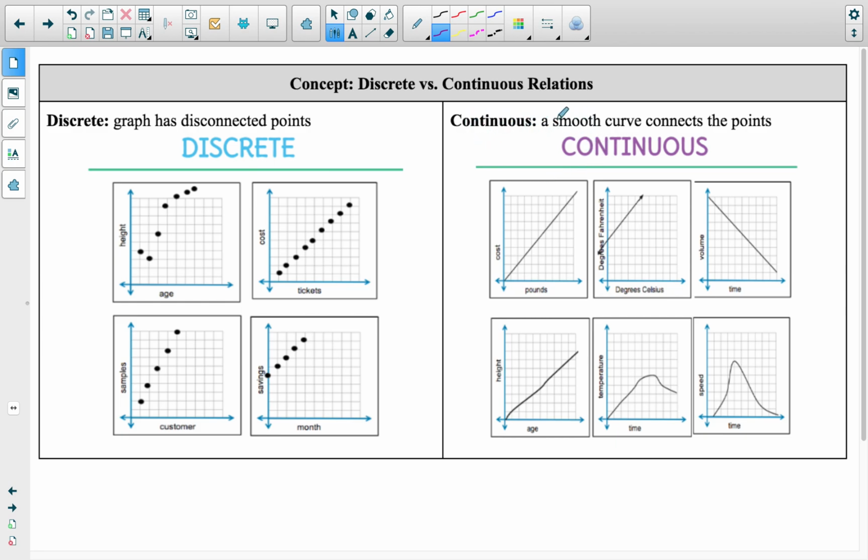Versus continuous, a continuous function, or continuous relation, depending on if it's a function, it's where a smooth curve connects the points. So if something's continuous, you should be able to start drawing it with your pencil and then keep going through the entire graph without having to pick it up.